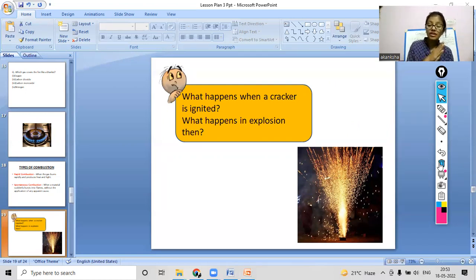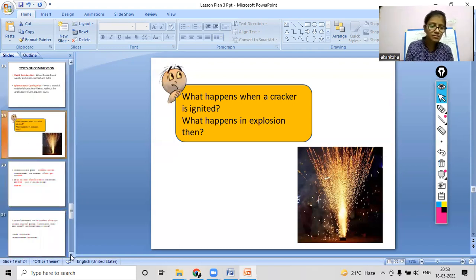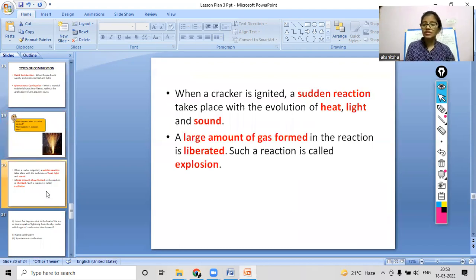So now you have to find the answer on your own, and then we will discuss it tomorrow in the class, right? Okay, so now we will move on ahead and see some more facts about combustion. Now some facts about combustion are: when a cracker is ignited.